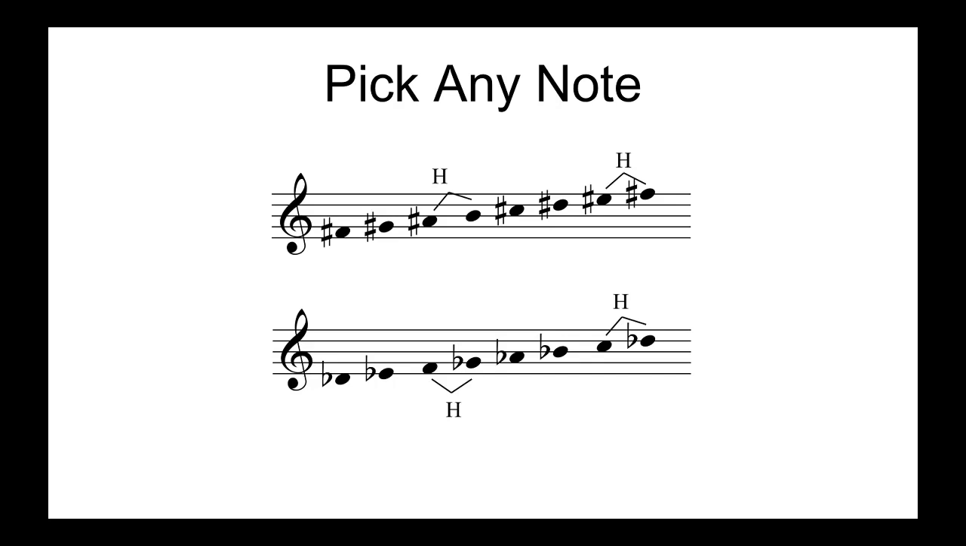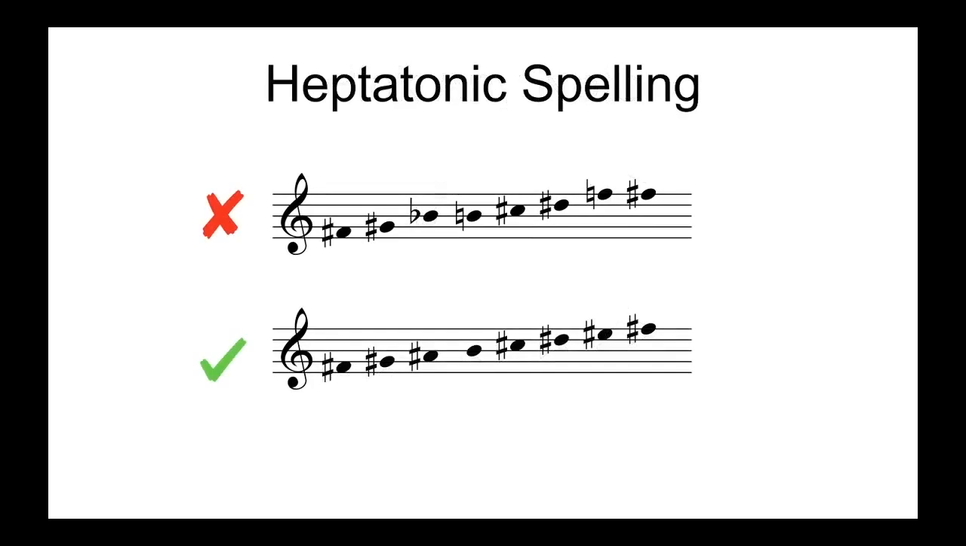The major scale is a heptatonic scale, which is a fancy way of saying a 7-note scale. There are 7 note letters: A, B, C, D, E, F, and G. Therefore, in a heptatonic scale, each letter should be used once. This rule decides what the enharmonic spelling should be of any scale.